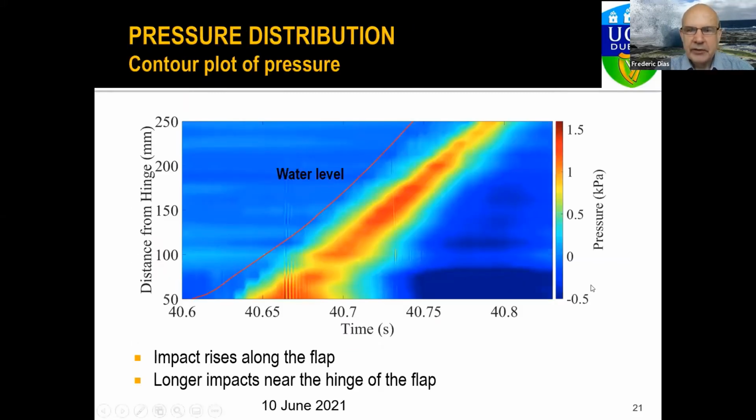So this is an example of the pressure plot as a function of time, and here that's the distance from the hinge. In red, you see the high pressure that propagates, goes up along the flap, and that's the water level here. And then these oscillations are genuine, due to some bubbles that are present.